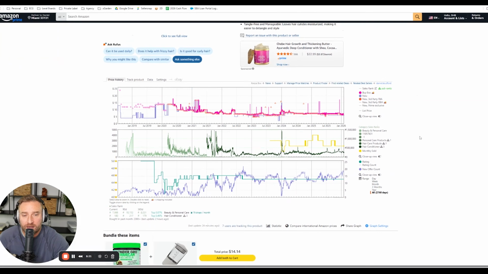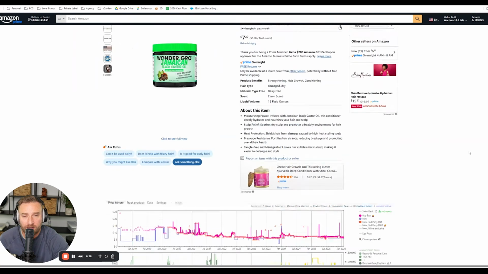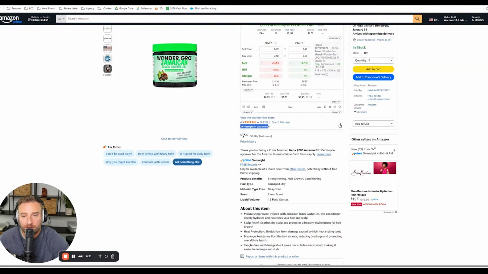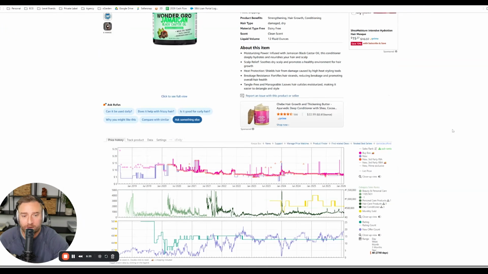Next thing I'm looking at is number of sales, of course. So Keepa introduced just a few months ago this monthly sold number, and I think it's because Amazon now publishes this. So around the same time, Keepa was able to pull this data, which is really useful.